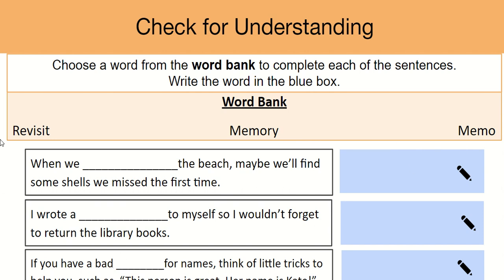If you had a bad blank for names, think of little tricks to help you, such as this person is great, her name is Kate. If you have a bad what? What would you have that could be not so good that would make you forget things? So complete this check for understanding and submit it, and let's see how you do.